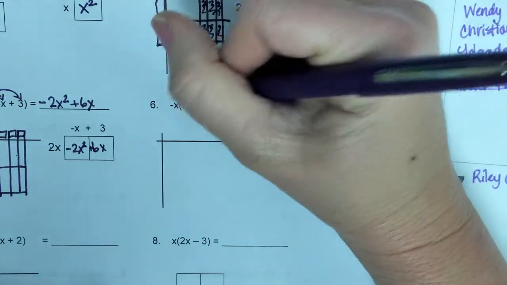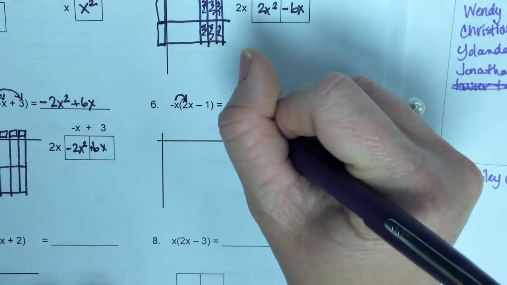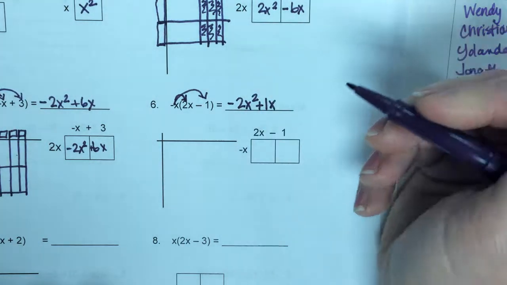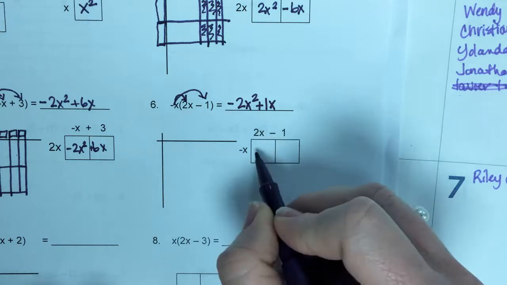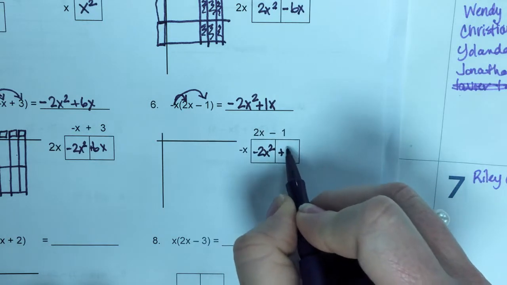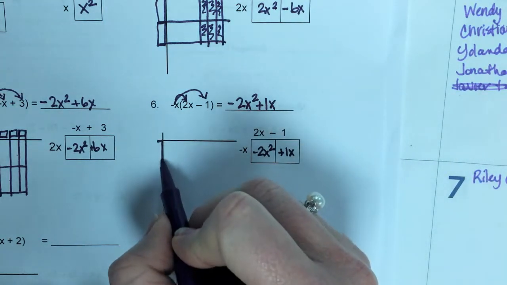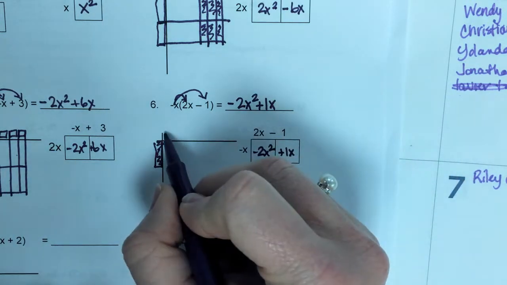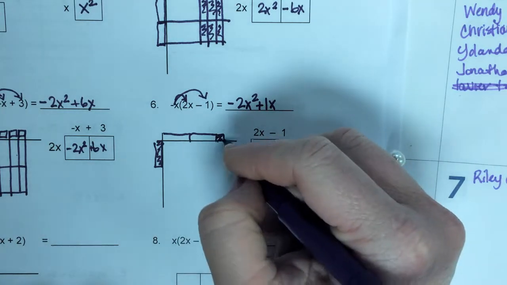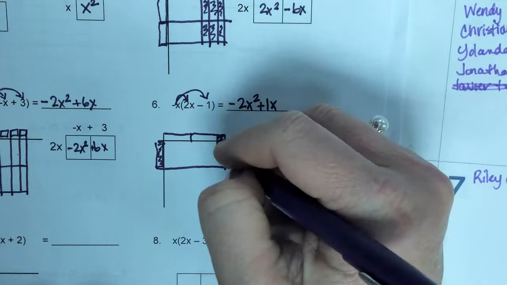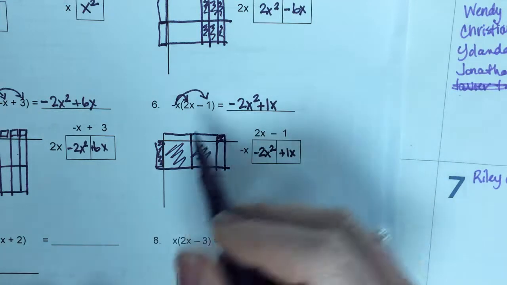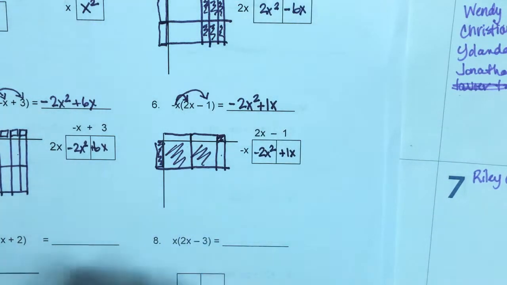All right, number 6. So now negative x times 2x, again, gives me negative 2x squared, and then a negative x times a negative 1 gives me a positive 1x. Same thing with the box: negative x times 2x gives me negative 2x squared, and then negative x times negative 1 gives me a positive 1x. So now for the tiles, we know we have a negative x here, and then there's my 2x, and then my minus 1. So we'll connect all of them. These are going to be shaded. So there's my negative 2x squared and then my 1x.